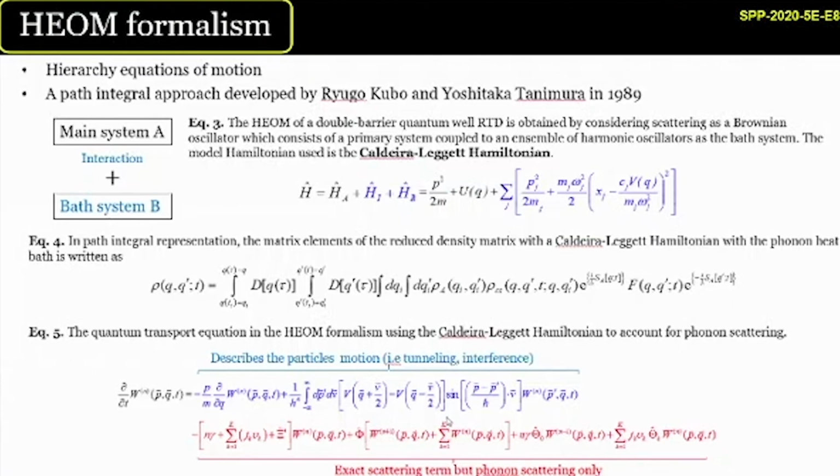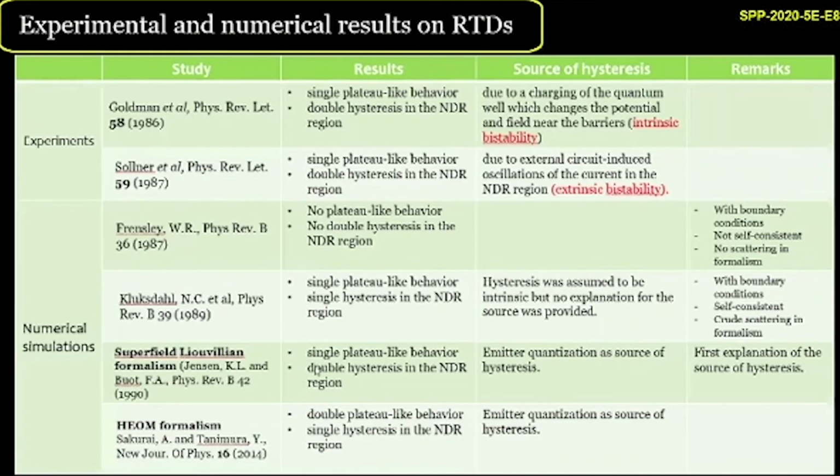So we go to the numerical results. So these are their numerical results. Based on their numerical results, only the Superfield formalism was able to reproduce the results of the experiments. For the HEOM formalism, this did not reproduce the experiments.